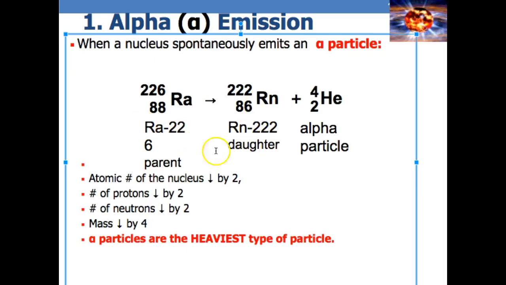This is a transmutation reaction. Nuclear reactions are going to make new elements, a new identity of the element. I can't be 88 and be one element, and 86 and be the same element. The element has changed. We should know that alpha particles are the heaviest.